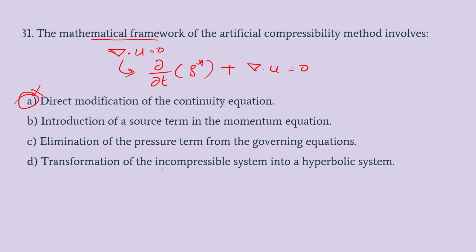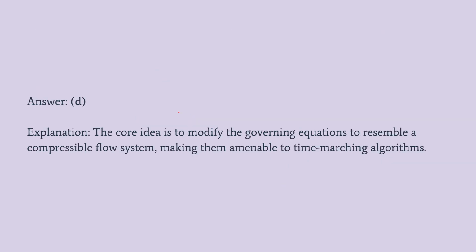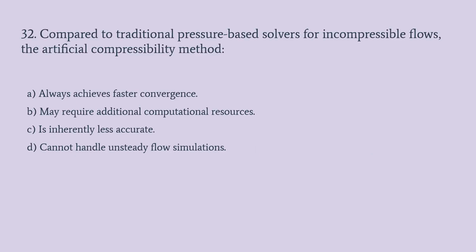What we are doing is converting the system of equations, that is the incompressible system, into a hyperbolic system. The ∂/∂t term is introduced here. If you remember our discussion on types of PDEs, that is essentially what it is doing. It is converting this system into a hyperbolic system. So option D is our answer, the option that suits the question more. Moving on to the next question.